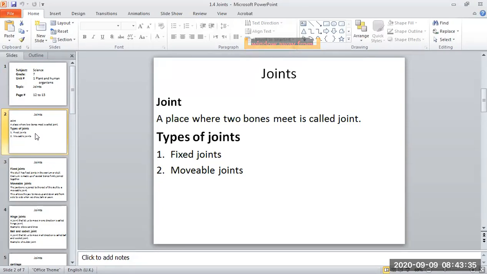Okay, a joint lets them move smoothly. And here are two types of joint that are in your book. Number one, fixed joint, and number two, movable joint.